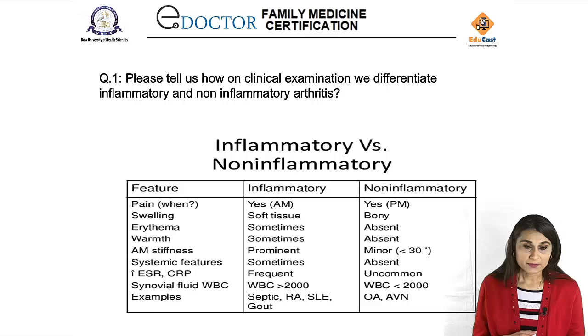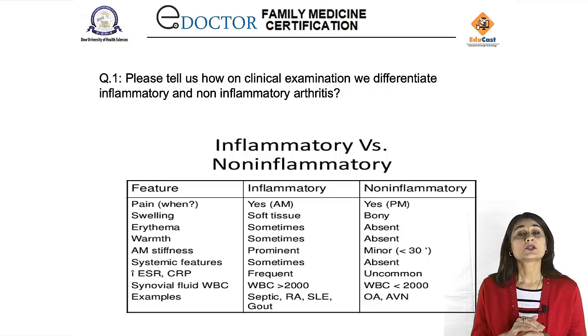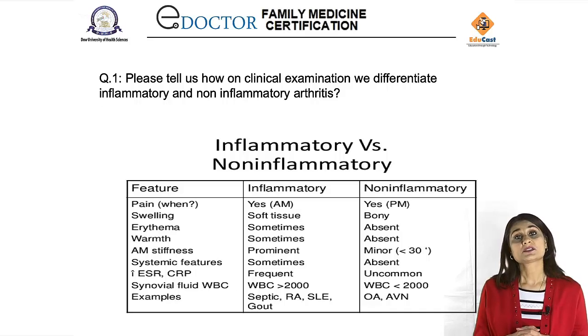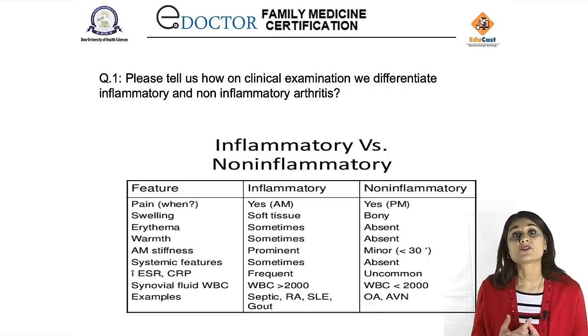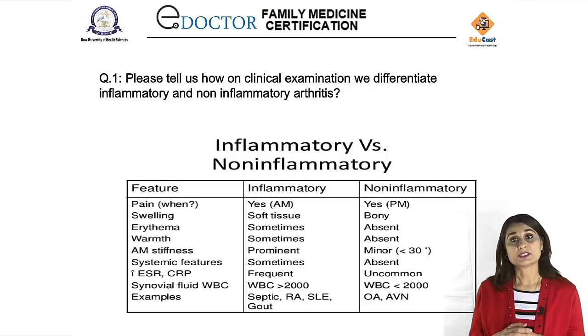Do you have any swelling there? You will see soft tissue swelling. Erythema, is it red? Yes, sometimes it's going to be red. Is it warm? Sometimes it's going to be warm. Then they might have some systemic features associated with it. An inflammatory arthritis patient comes to you and says, yes, I have some mouth ulcers, yes, I have some rash with it. SLE patients have those symptoms also. But non-inflammatory arthritis patients don't have any systemic features. So that's also a clinical basis on which you can differentiate.